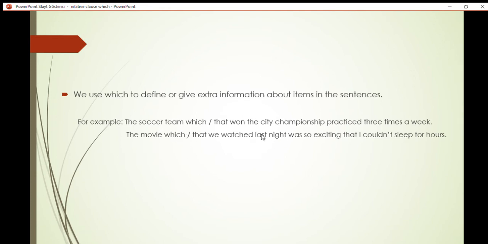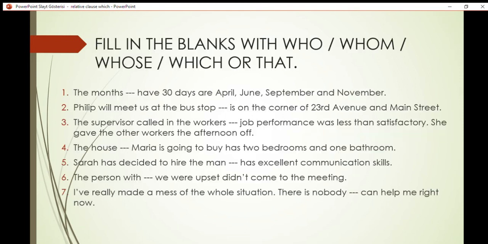If we were talking about last night, right? So we would say the movie we watched last night, which, that would not be correct, but the movie we watched last night was so exciting that I couldn't sleep for hours. If we were talking about hours, we would say which. You get the idea. Moving on.